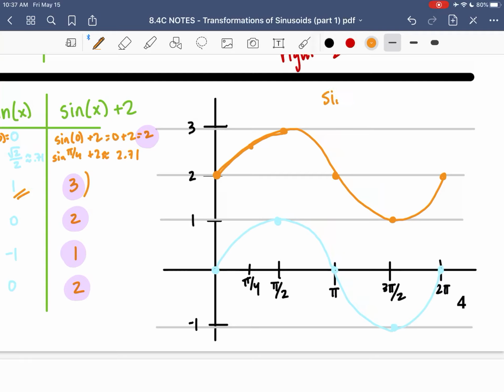Very nice. Okay, so what's the difference from this orange graph to that blue graph? Well, it just went up, right? And how far up did it go? Normally our curve was fluctuating around 0, but now we're fluctuating around 2. So this was a shift up 2.